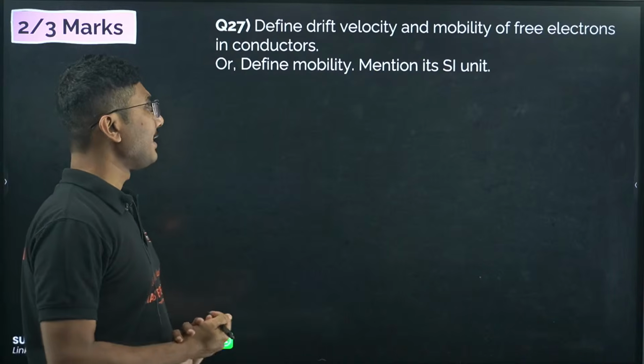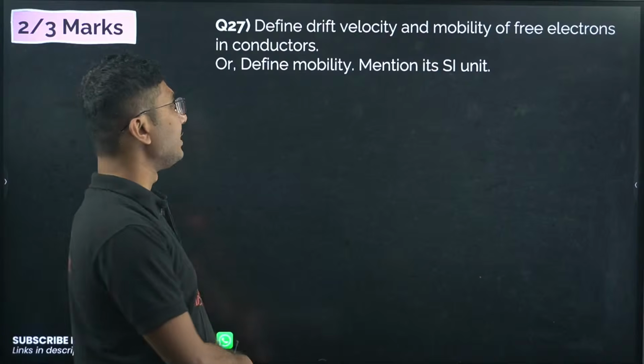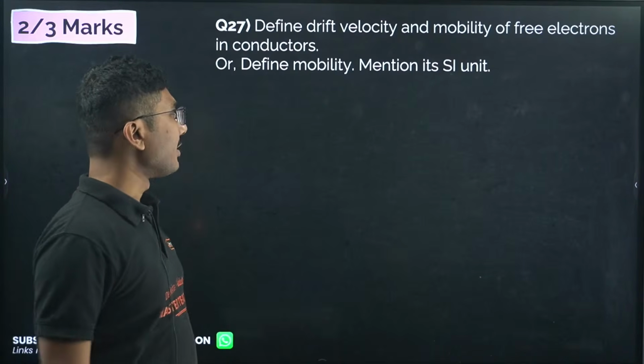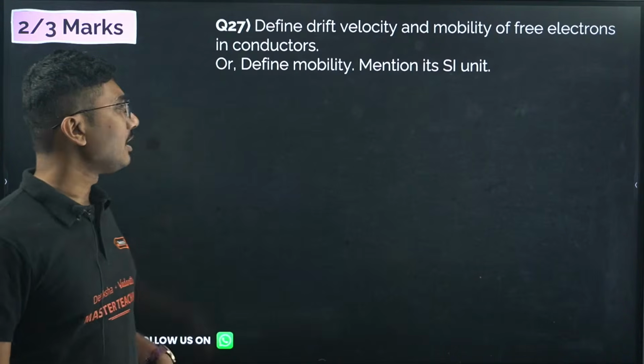Next, define drift velocity and mobility of free electrons in conductors, or define mobility, mention its SI unit.